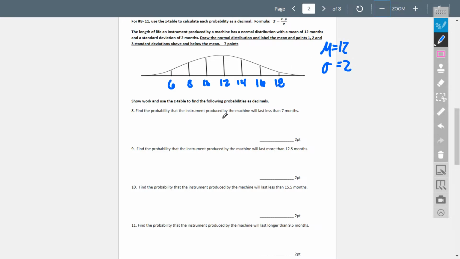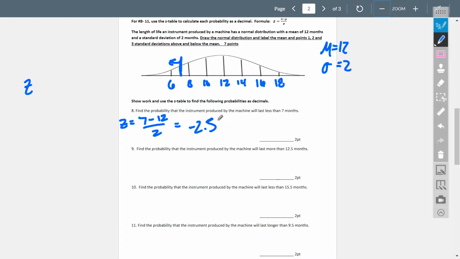Find the probability that the instrument produced by the machine will last less than 7 months. So we want the area to the left of 7. Now you'll see it's between 6 and 8, so we have to use the z-score. The z-score for this one is 7 minus the average divided by the standard deviation. 7 minus 12 divided by 2 is negative 2.5.